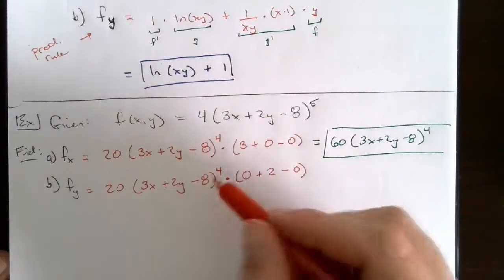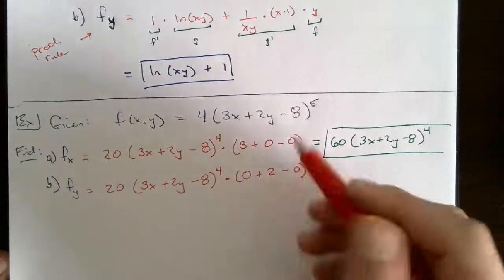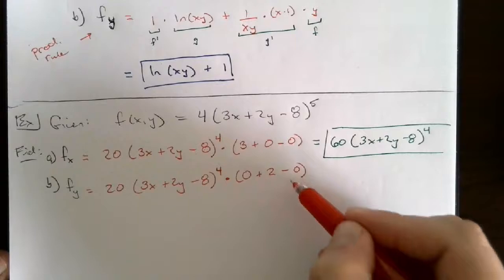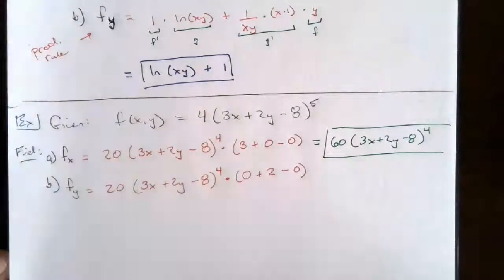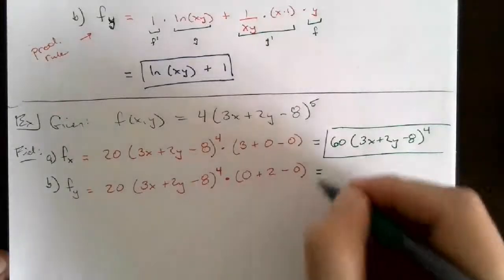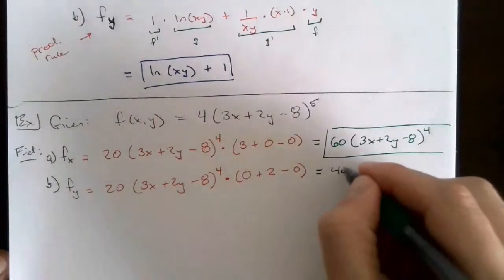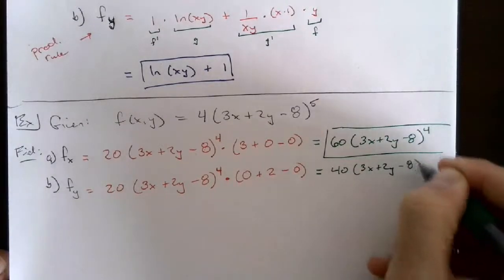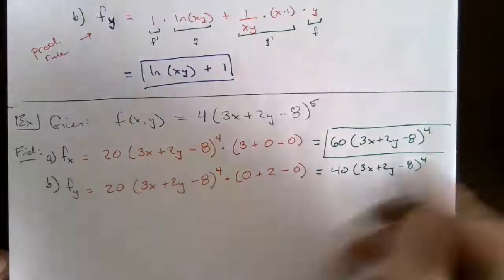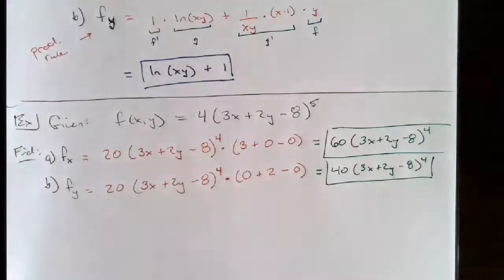So that's chain rule. Derivative of the outside, brought the 5 down. You kept the inside the same. Subtracted 1 from the exponent. Multiplying by the derivative of the inside, remember, with respect to y. And then we'll simplify this in a similar way we did before. 0 plus 2 minus 0 is going to be 2. 2 times the 20 would be 40 times 3x plus 2y minus 8, to the 4th power. Again, you can't distribute through, so you would leave it like that.